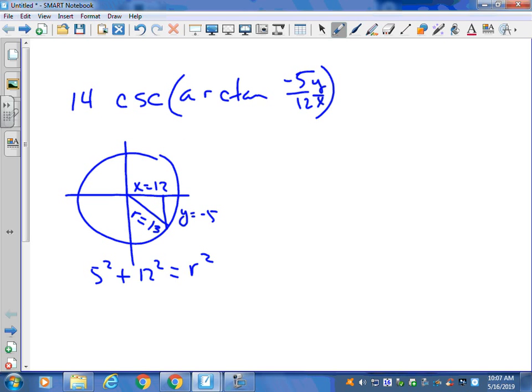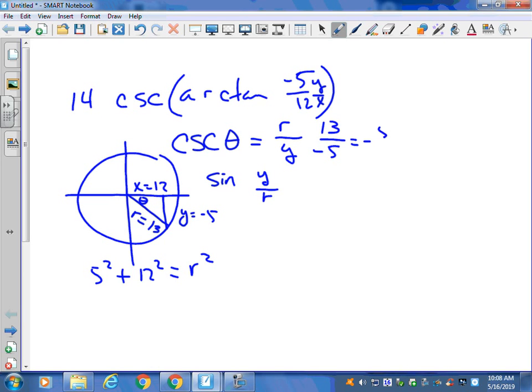Once you do that, then you're ready to work the cosecant of this angle that's up here in the corner next to the origin. And cosecant is the reciprocal of sine. So if I find sine, I just flip it. Sine is always y over r, so cosecant is going to be r over y. And I'm going to put 13 for r and negative 5 for y. And that's what I was talking about before. We never leave negatives on the bottom, so I'm going to move it up.